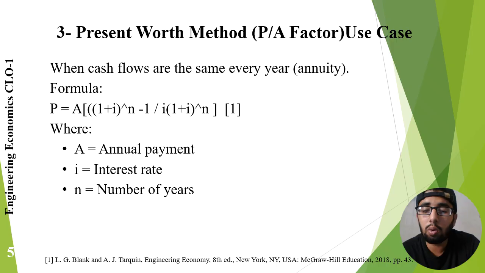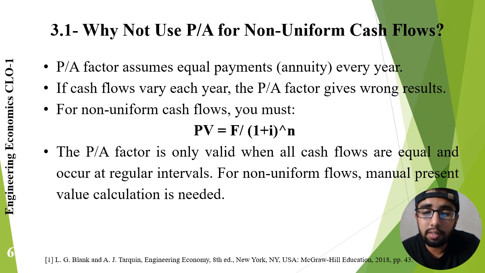The variables shown in the formula include the annual amount, interest rate, number of years, and project life. For example, suppose a machine requires 10,000 rupees of maintenance every year for 10 years. Instead of discounting 10 separate cash values, we can use the P over A factor to find the total present worth directly. Now slide 6.